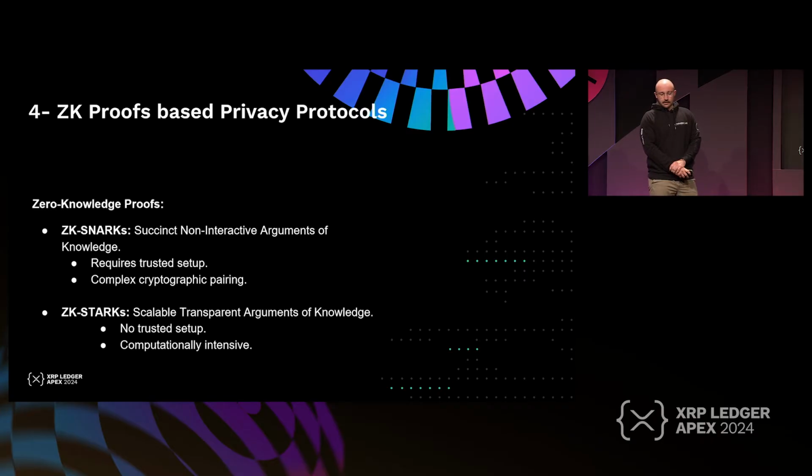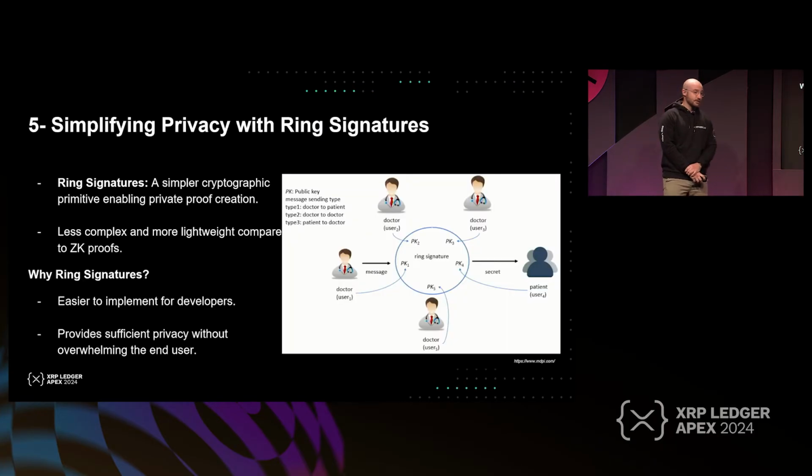Anyway, here we are bringing a new kind of ZK proof, which is ring signatures. Ring signatures are based on the same cryptography as you use daily on the XRP Ledger or any other blockchain. It's elliptic curve cryptography. It's really simple.